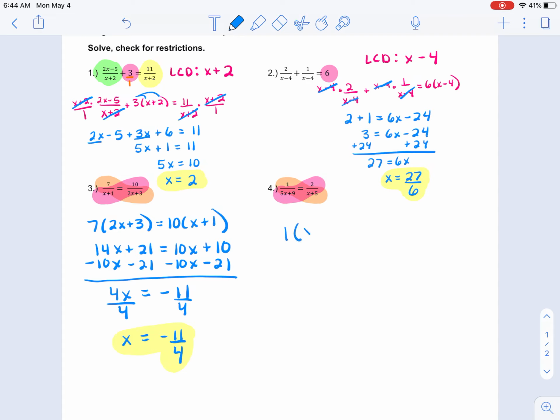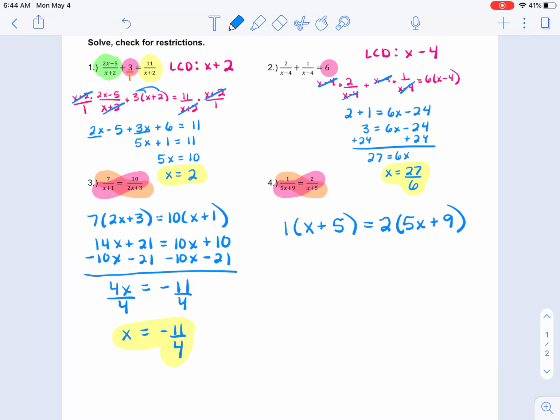So 1 times x plus 5 equals 2 times 5x plus 9. And notice how I have to put parentheses around my linear expression. Now when I distribute the 1, I just get x plus 5. And then over here I have 10x plus 18.